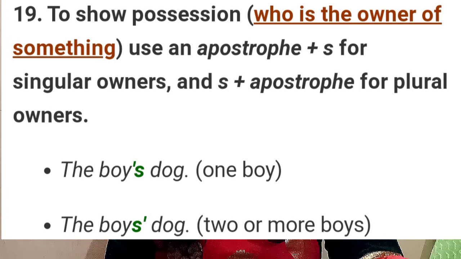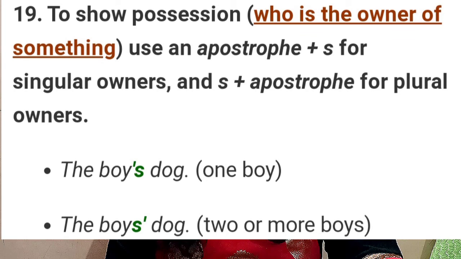Right, the second last is that to show possession, use an apostrophe plus S for singular owners and S plus apostrophe for plural owners. For example, the boy's dog. Here, there is only one boy and he is only having one dog. So this dog belongs to the boy and so it is the boy's dog.